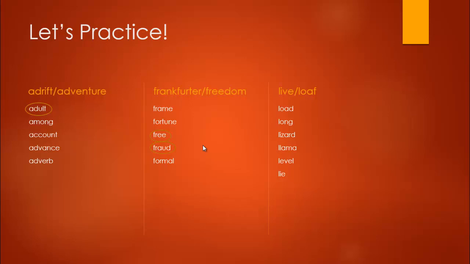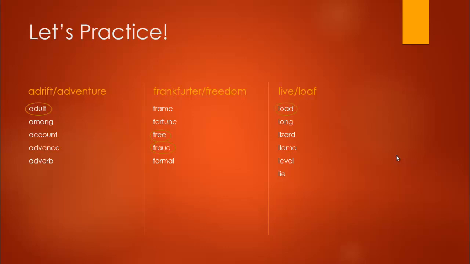Let's try one last example. Your two guide words are live and loaf. Go ahead and pause the video and try to decide which of those words underneath the two guide words would actually be on this dictionary page. Now let's see if you're correct.